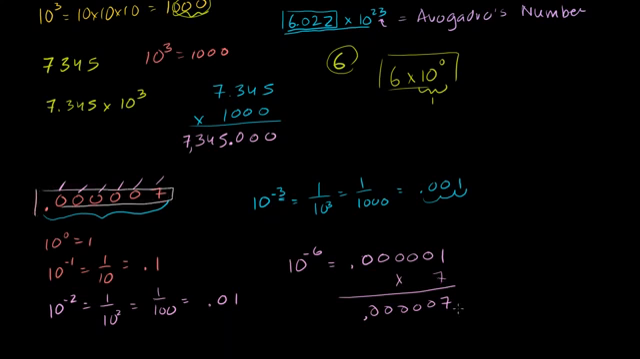So we can rewrite this number. Instead of writing this number every time, we can write it as 7 times this number. But this number is the same thing as 10 to the minus 6. So 7 times 10 to the minus 6.